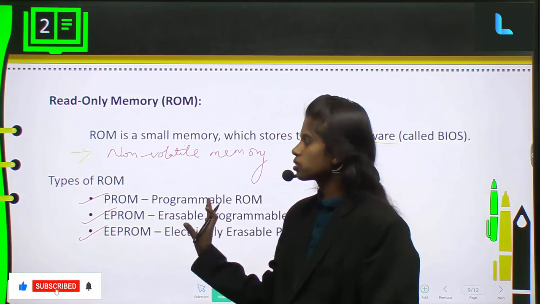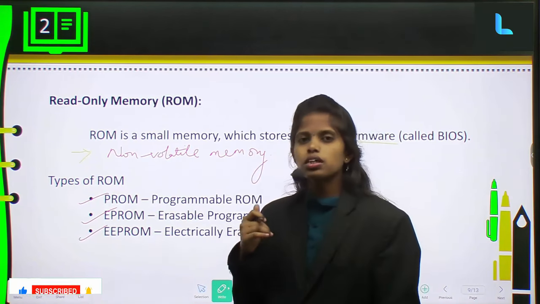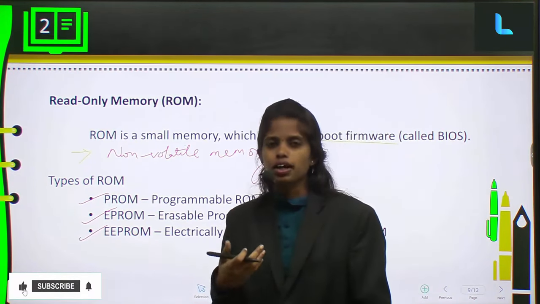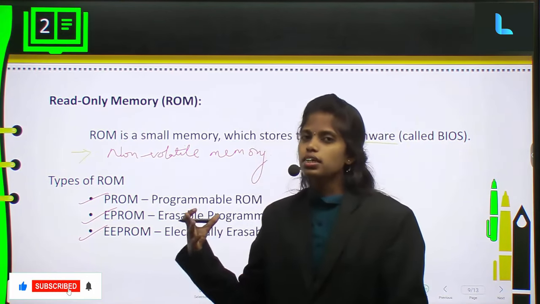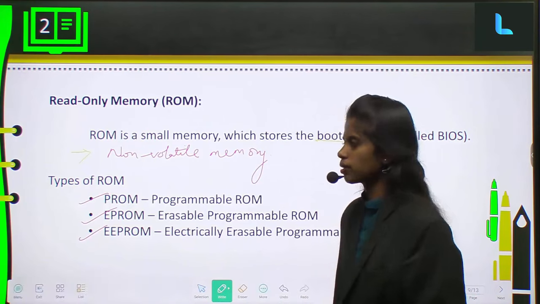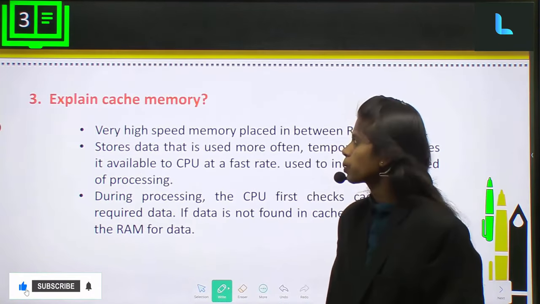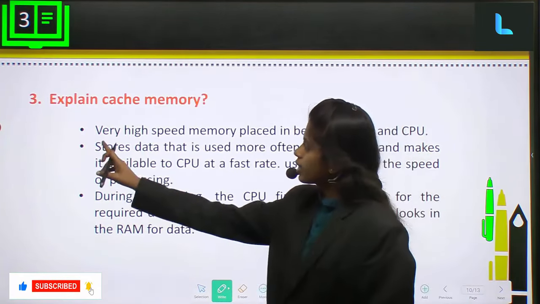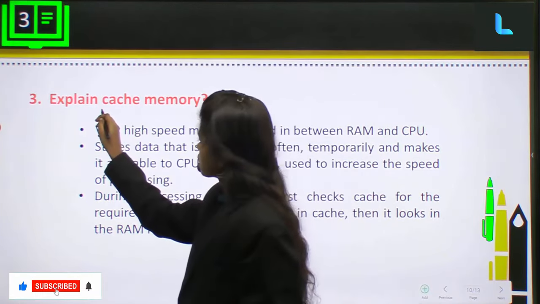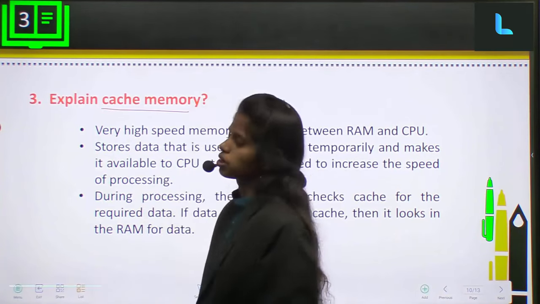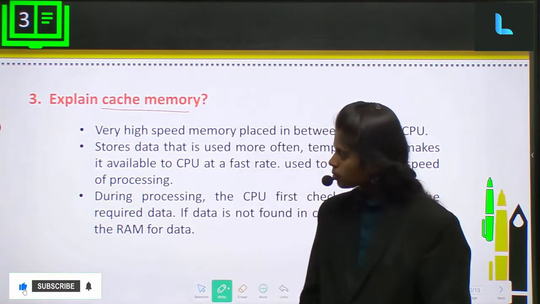Okay, and the answer will depend upon the marks that are asked. If it is for 3 marks, 4 or 5 marks, you see the marks and then write the content accordingly. Okay, so the next question is: explain cache memory. What is meant by cache memory is the question.